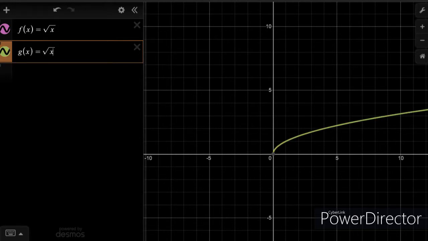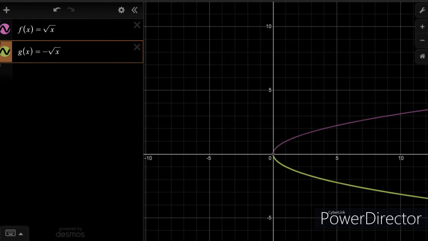But what would happen if, instead of it just being the square root of x, we put a negative out front right over there? What do you think is going to happen when I do that? Well, let's just try it out. When I put the negative, it looks like it flipped it over the x-axis. It looks like it reflected it over the x-axis.